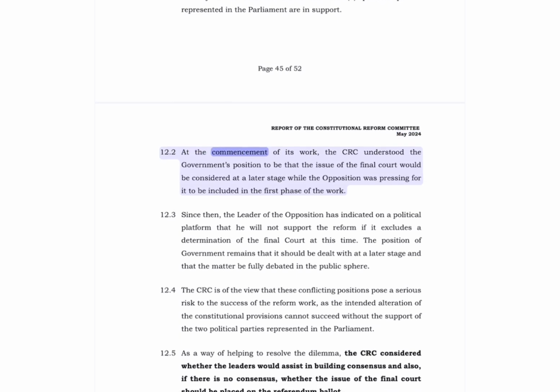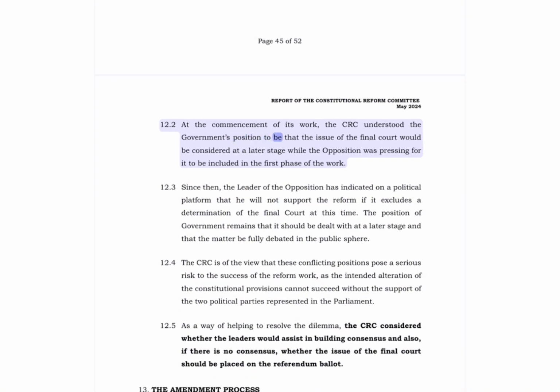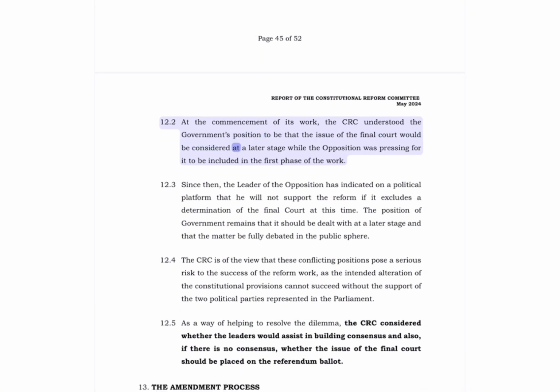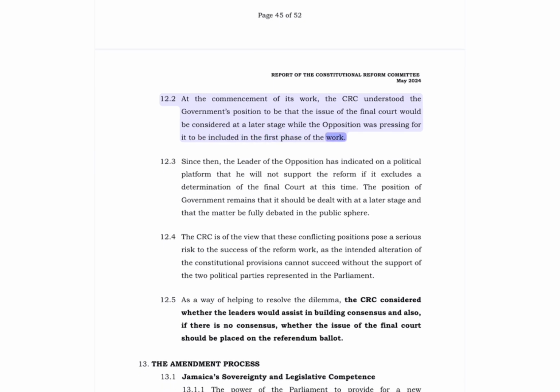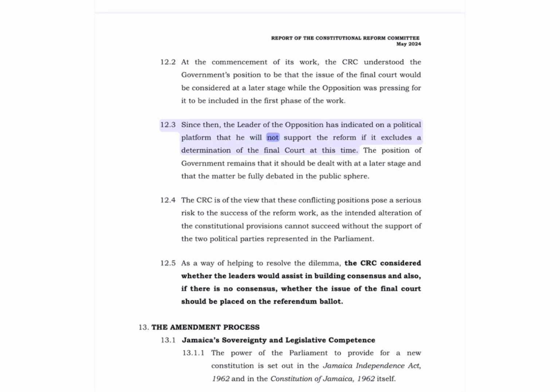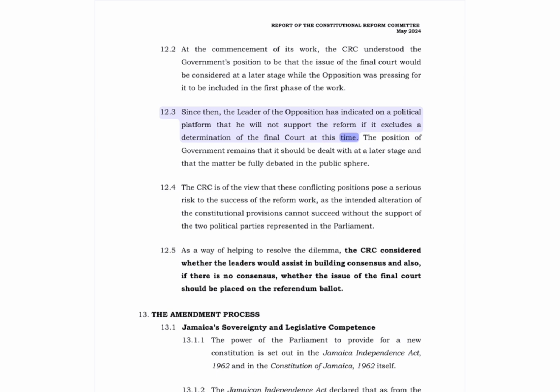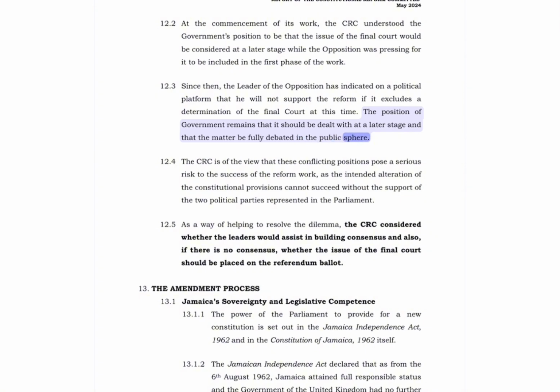12.2 At the commencement of its work, the CRC understood the government's position to be that the issue of the final court would be considered at a later stage, while the opposition was pressing for it to be included in the first phase of the work. 12.3 Since then, the leader of the opposition has indicated on a political platform that he will not support the reform if it excludes a determination of the final court at this time. The position of government remains that it should be dealt with at a later stage and that the matter be fully debated in the public sphere.